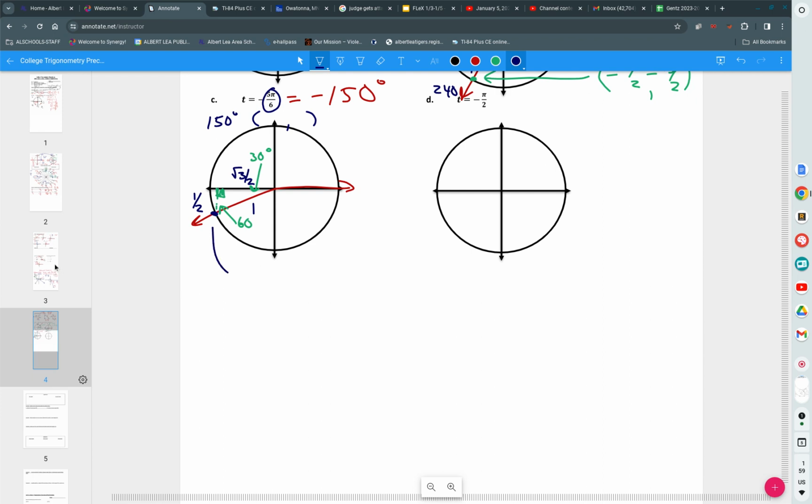So this coordinate right there has an x value and a y value. The x value is negative root of 3 over 2, and the y value is negative 1/2.